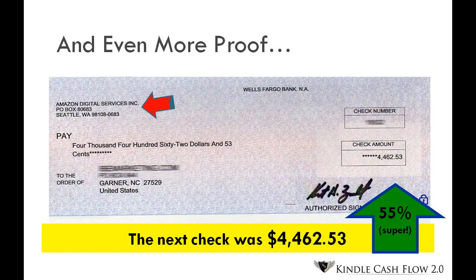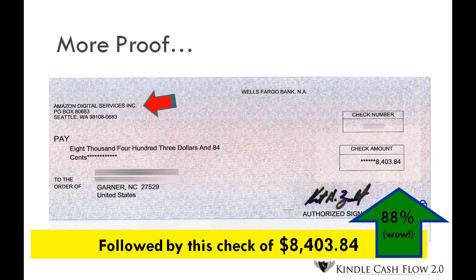$4,462.53. At this time, I'm really starting to pay attention because I'm not doing a lot of extra work to see these increases. That's the beautiful thing about publishing to Amazon. You don't have to do a lot of additional work to see the increases, all right? And then the following month, it jumped up to $8,403. And at this time, I'm doing the Irish jig because I'm really seeing the potential here.